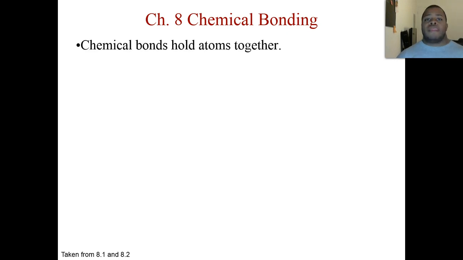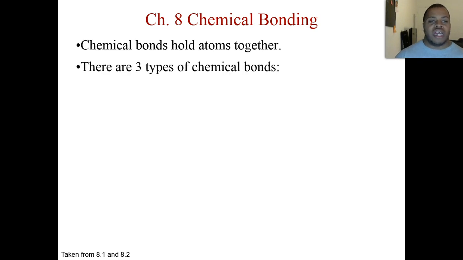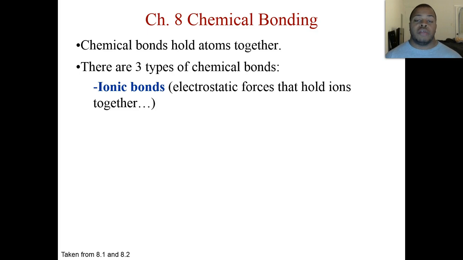Chemical bonding. Now, what is chemical bonding in the first place? It's chemical bonds holding atoms together, either sharing of electrons or using information we have from our previous periodic trends. We're actually going to be able to predict a lot of the different types of chemical bonds that are going to be formed. Now, there are three main types of chemical bonds. First, ionic, which are going to be held together by electrostatic forces. Remember that positive and negative charge? That's going to be what actually holds them together.